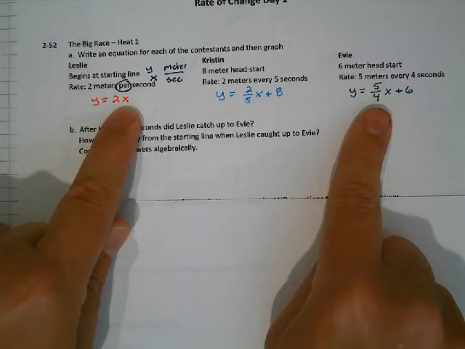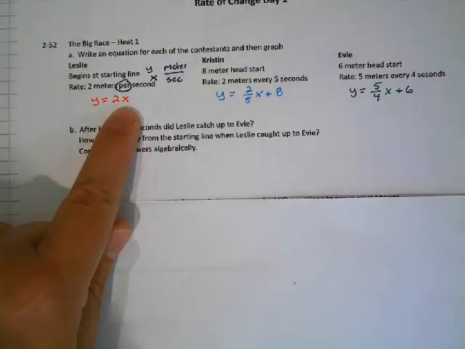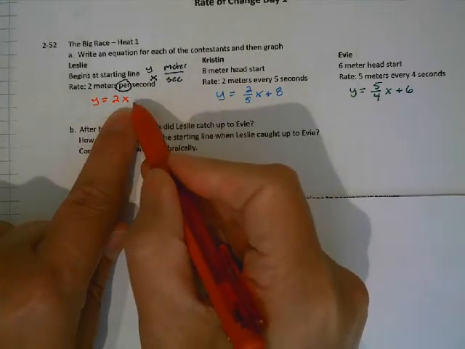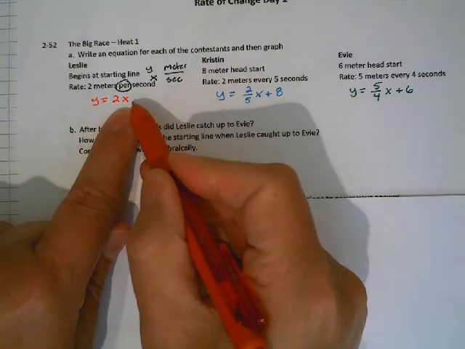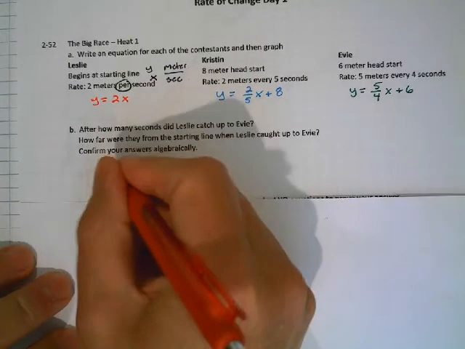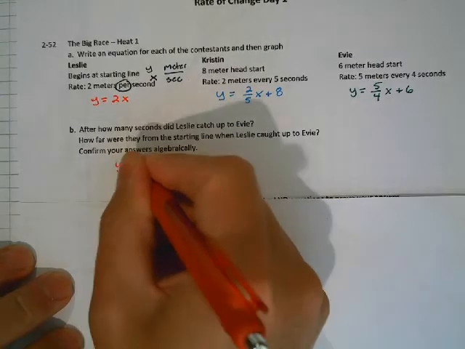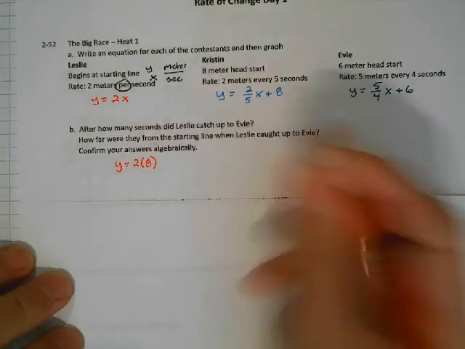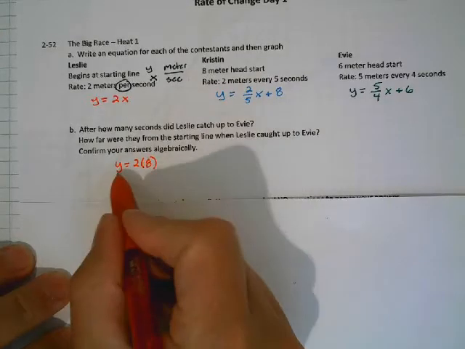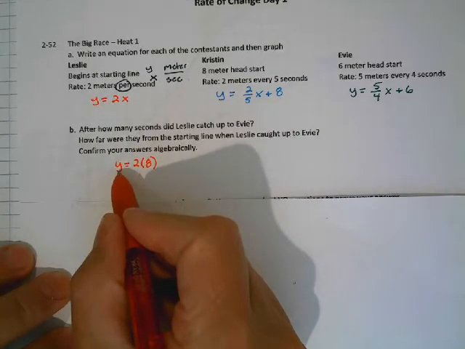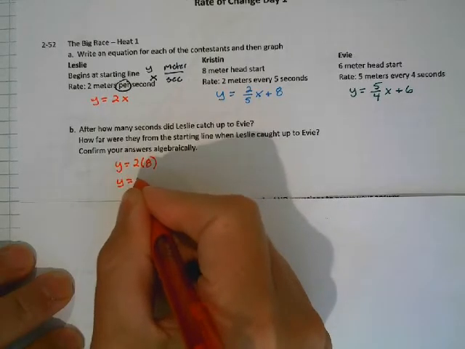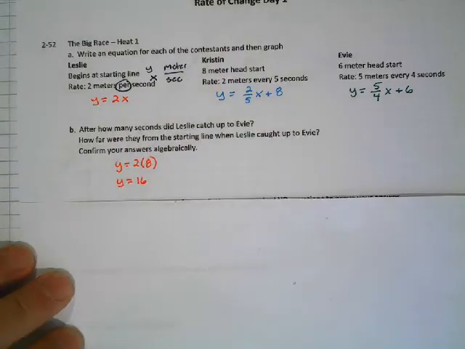So seconds is x. So I'm going to evaluate this equation for x equals 8 seconds. So I'm going to write y equals 2 times 8. So this means that at 8 seconds, what would be the meters? And we would get at 8 seconds, Leslie should be at 16 meters.